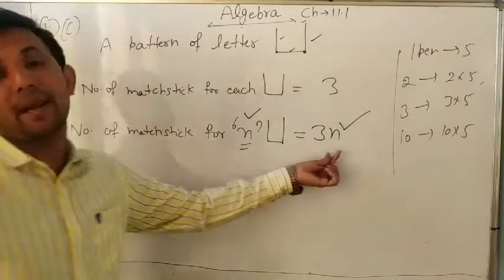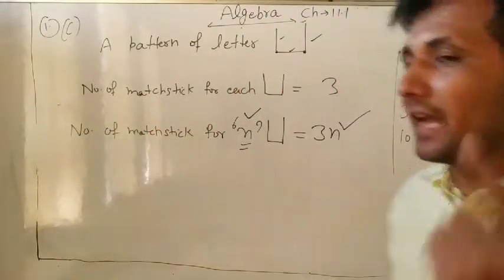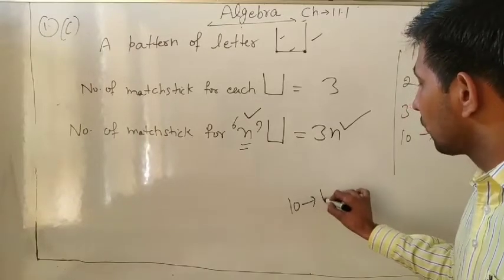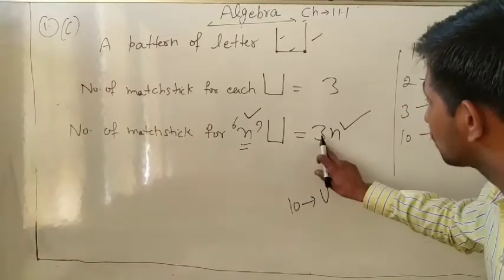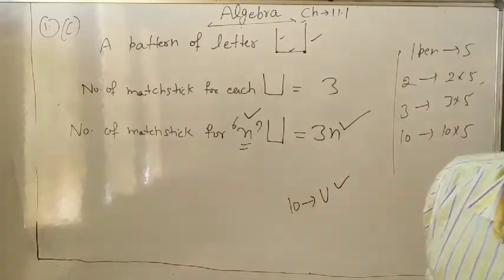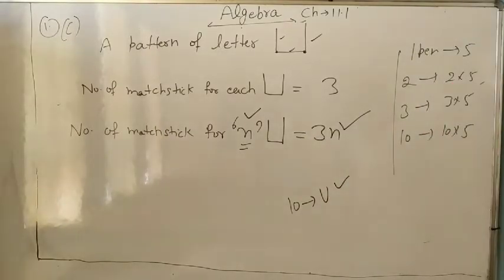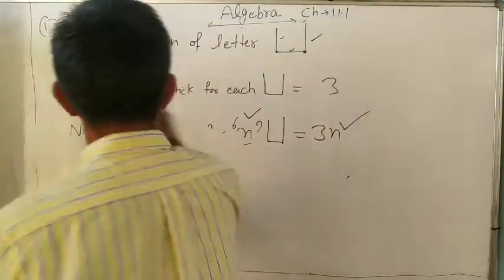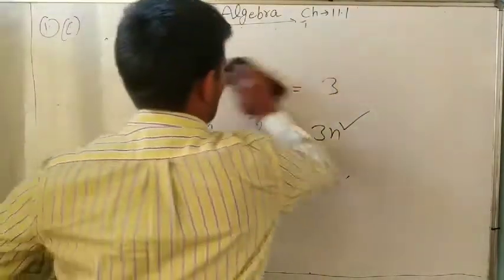So it becomes a pattern. Understand? If I ask you, very simple, for 10 U's, how many matchsticks? So 3 into 10, 30. It is very simple. So same as it is, do the rest of the parts yourself. Okay. Next, question number 2 now.